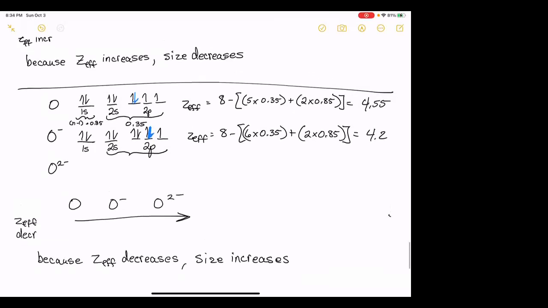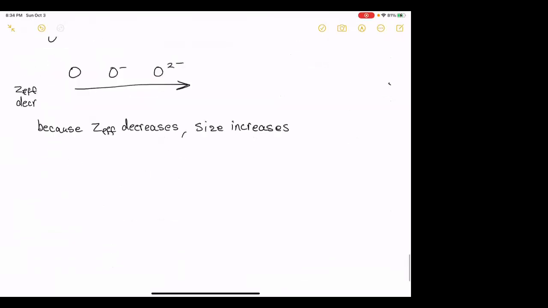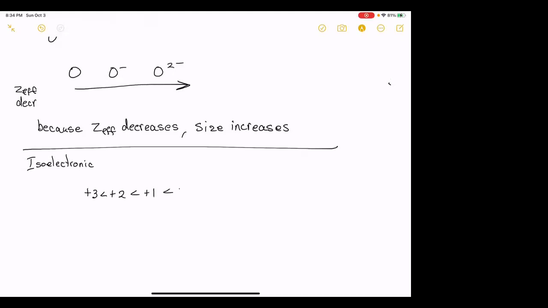Now, just so basically what this boils down to is if you have an isoelectronic series, a +3 would be smaller than a +2, would be smaller than a +1, would be smaller than a neutral, which would be smaller than a -1, which would be smaller than a -2, which would be smaller than a -3. And it really all does come down to that Z effective and how it's impacted.